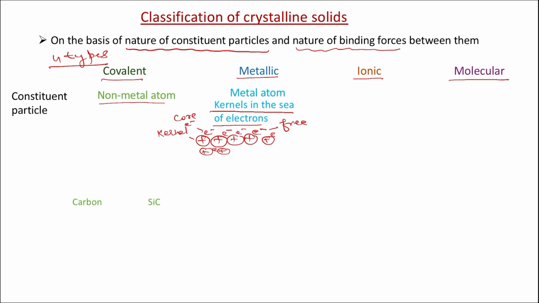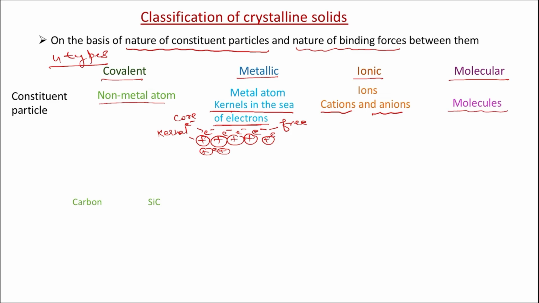So the metal atom is the constituent particle, but actually it should be written as the kernels in the sea of electrons. And in case of ionic solids, obviously ions are the constituent particles, and these ions are both cations as well as anions. And from the name molecular solids, of course the constituent particles are molecules.